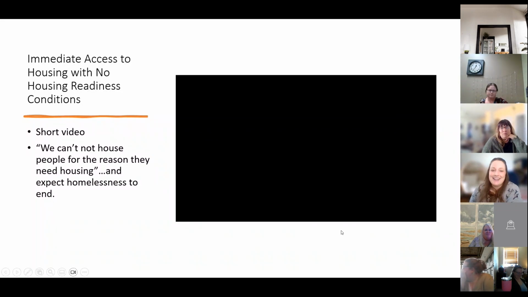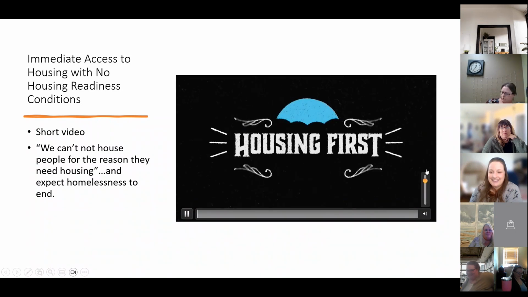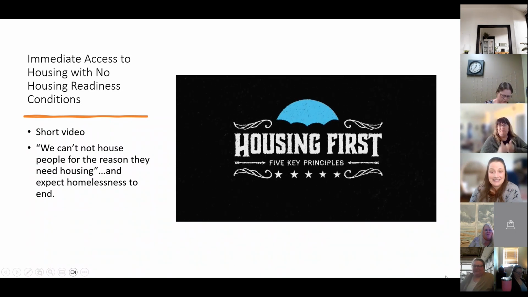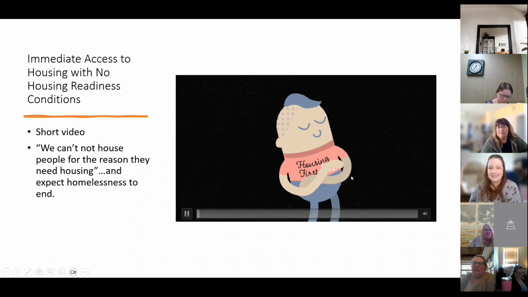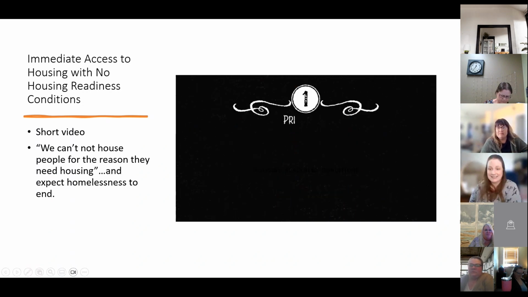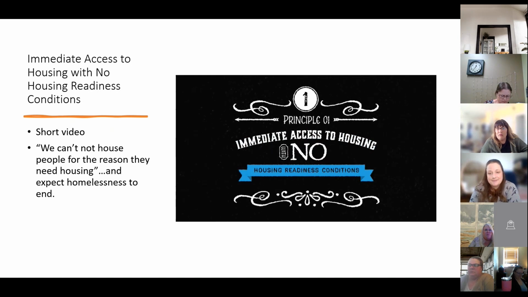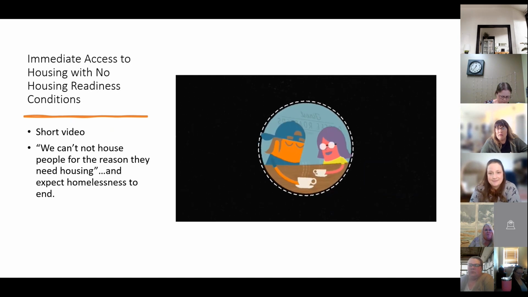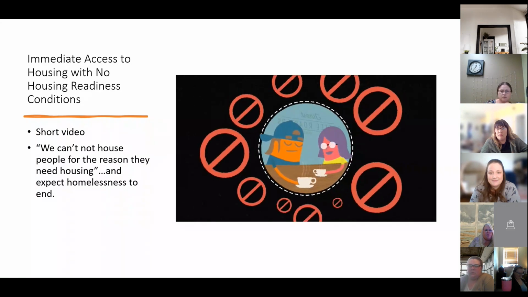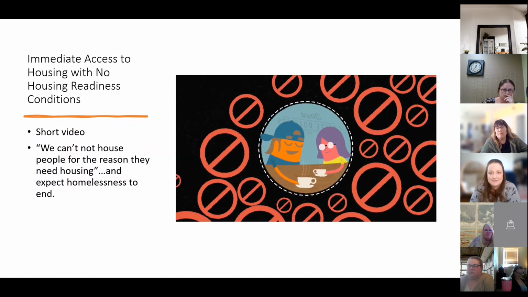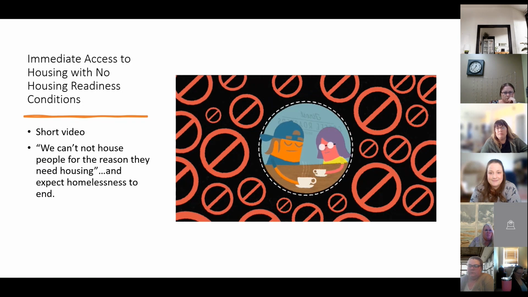Okay, let's try again. Housing First has 5 key principles. If you're not following the 5 principles, it's not Housing First. Principle number 1, immediate access to housing with no housing readiness conditions. Participants meet with the support team once per week, but housing is not dependent on psychiatric treatment, abstinence, or other readiness conditions. And when we say no housing readiness conditions, we mean none.